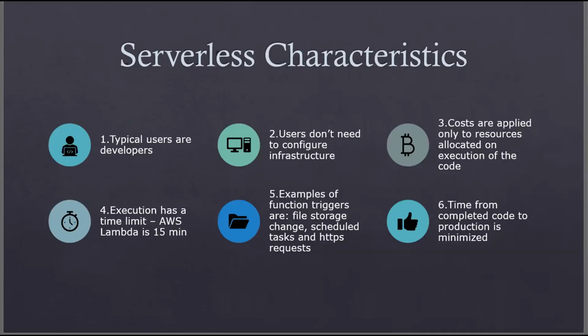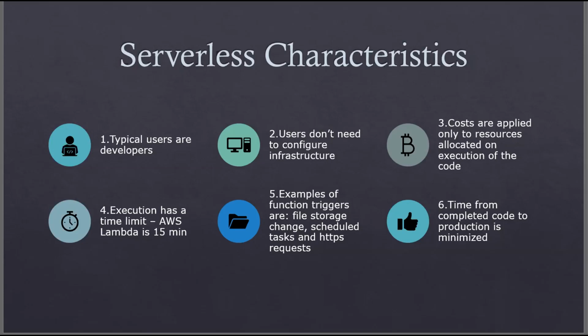Accordingly, some of the function as a service characteristics are, number one, users are developers. Two, there is no server to configure. Three, costs are based on resources allocated to run a function. While the function is inactive, there is no cost. Four, functions have a limited lifetime, on AWS it's 15 minutes.